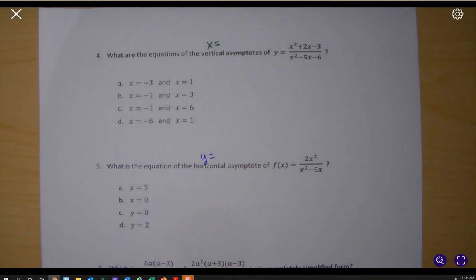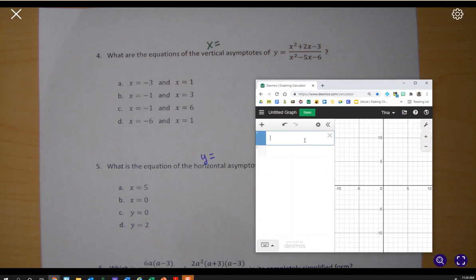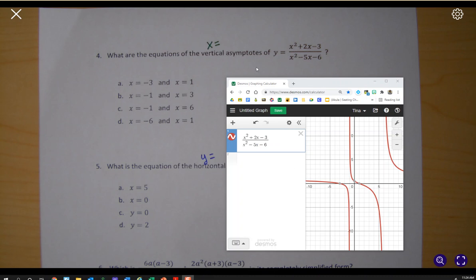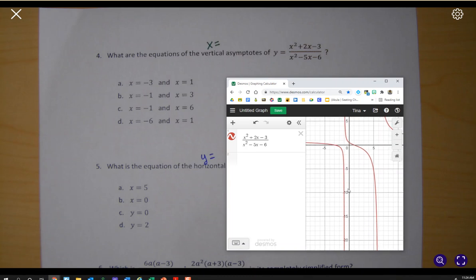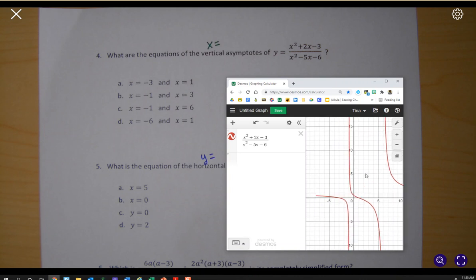So for any asymptote questions, yes, there is a way you can do this by hand, but we're going to go ahead and do this on Desmos first, and then I'll show you how you can do this by hand as well. Okay, so for vertical or horizontal asymptotes, we're going to go ahead and graph it. So for vertical asymptotes, vertical is up and down. So we look for these places where they both drop down, and they'll be the same place where they both go up. So there's two asymptotes here.